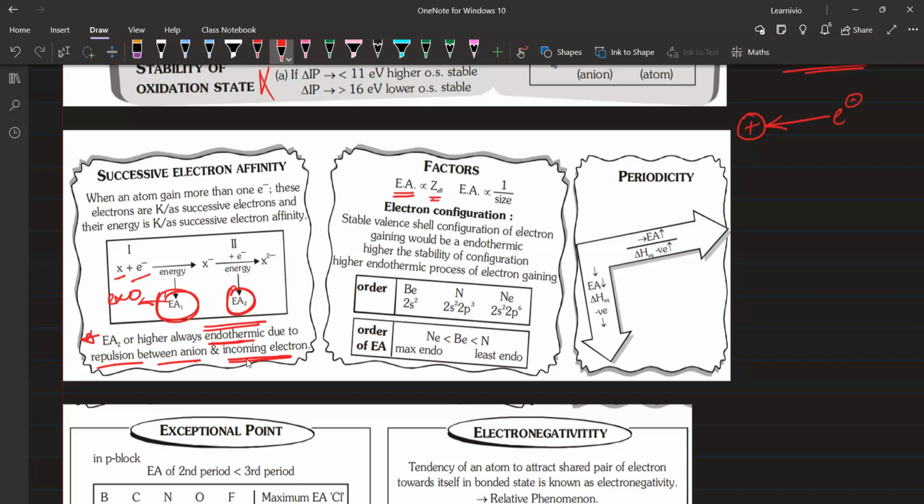Now, if you look at the trend, if you go from top to bottom, the electron gain enthalpy decreases. What does it mean? It becomes less and less negative. And when you go from left to right in a period, there is an increase in the negative value. Okay, so please write this down. Periodicity and the factors.